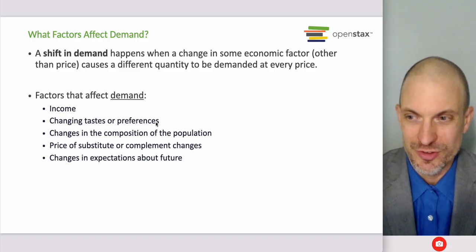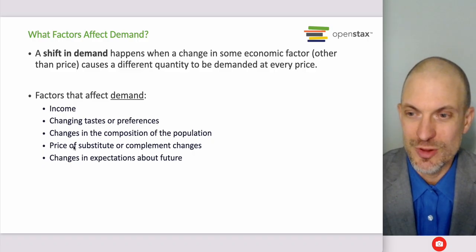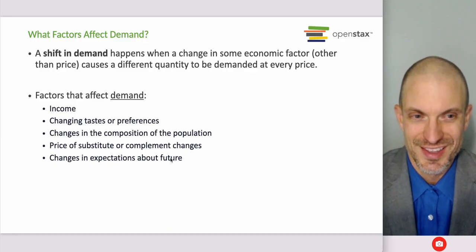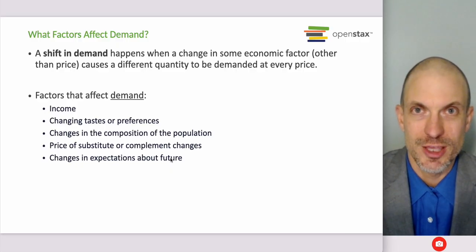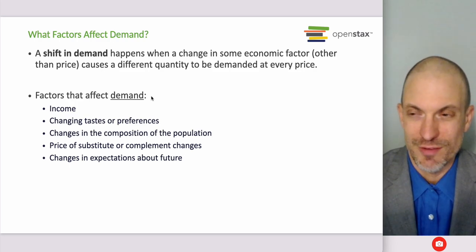Changes in tastes or preferences, changes in the composition of the population, like number of buyers, change in the price of a substitute or complement, and change in expectations about the future. Now, importantly, we'll say if price changes, only quantity demanded can change, or quantity supplied if we're talking about the supply side. If something other than price changes, you get a shift. That's what this is doing.